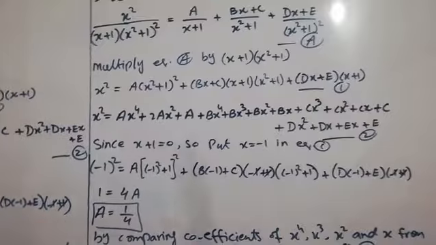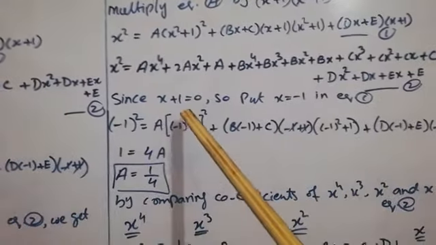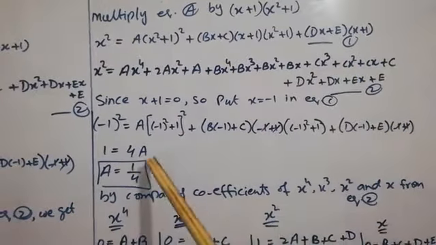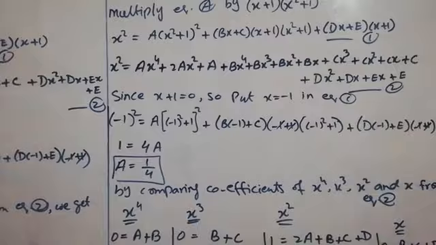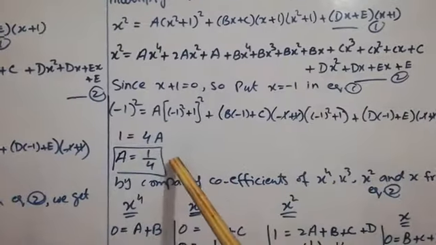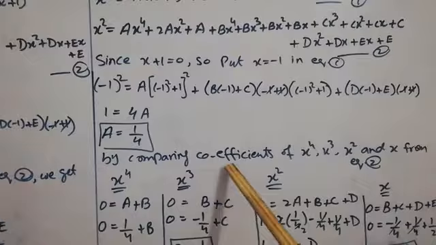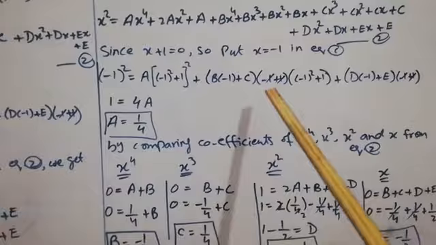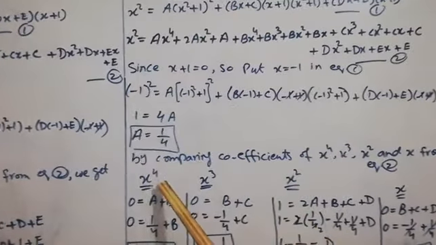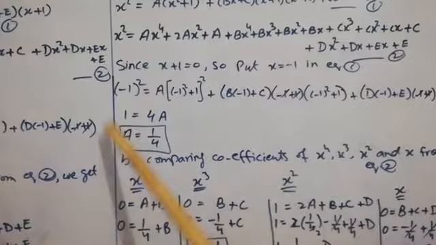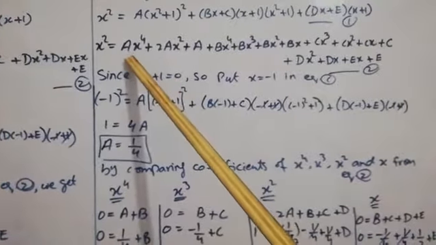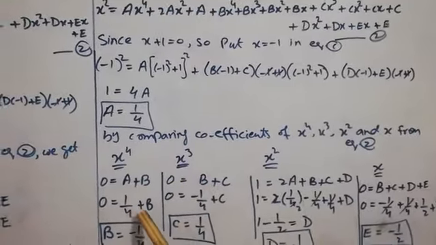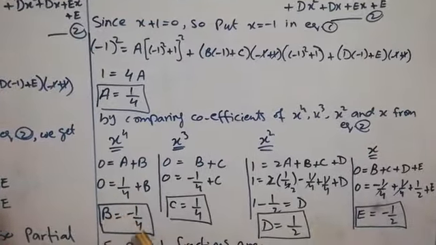So we put the value of x equal to minus 1 in equation 1, and we get the value of a, which is equal to 1 by 4. Here the value of a is in fraction form. Now we compare the coefficients of x4, x cube, x square and x from equation number 2. Here the coefficient of x4 is 0, so 0 is equal to a plus b. Putting the value of a, which is 1 by 4, we get the value of b equal to minus 1 by 4.